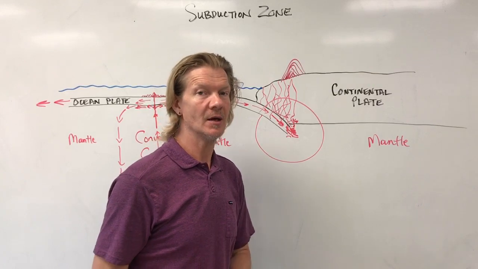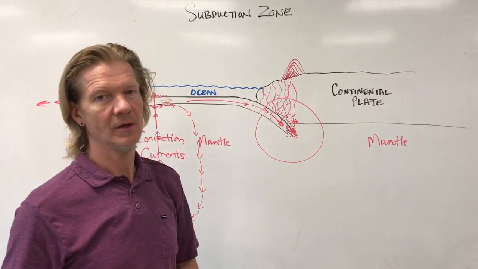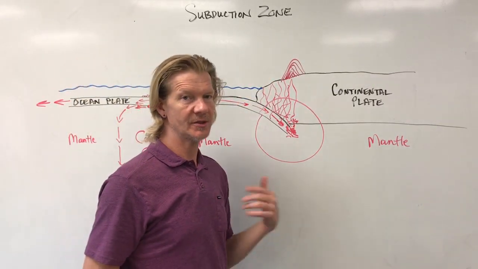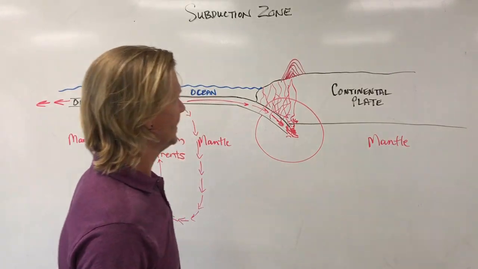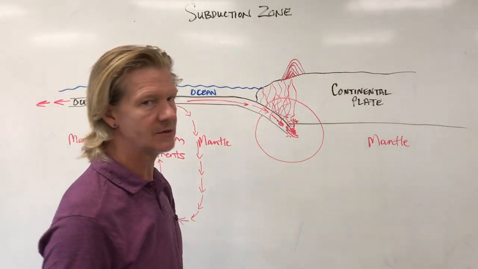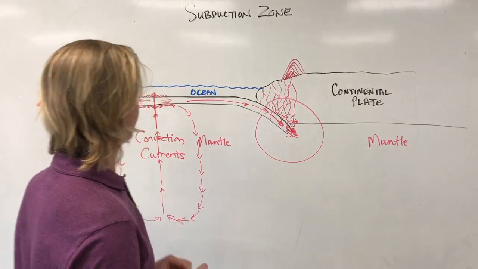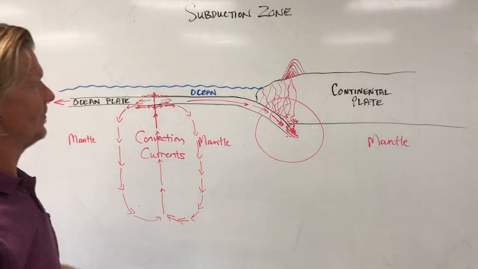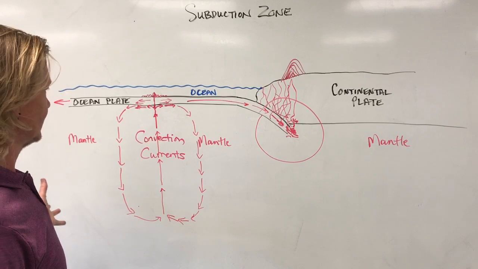Like Mount Baker is a subduction zone volcano. Mount St. Helens was a subduction zone volcano. This is where we live, this is the ocean beside us, and these are the volcanoes that form because of that. That's very simplified, but that's the process that happens.